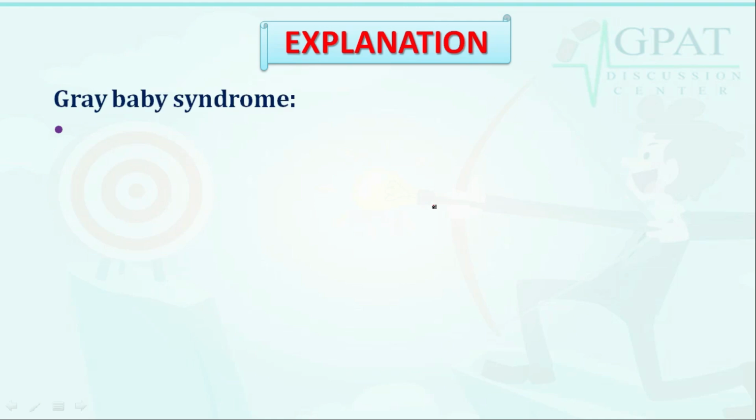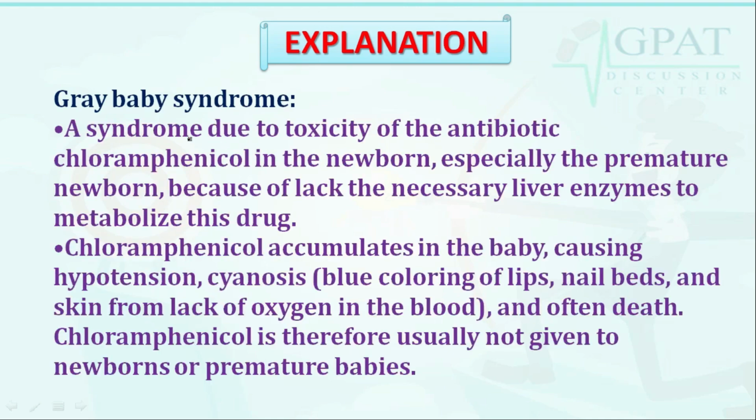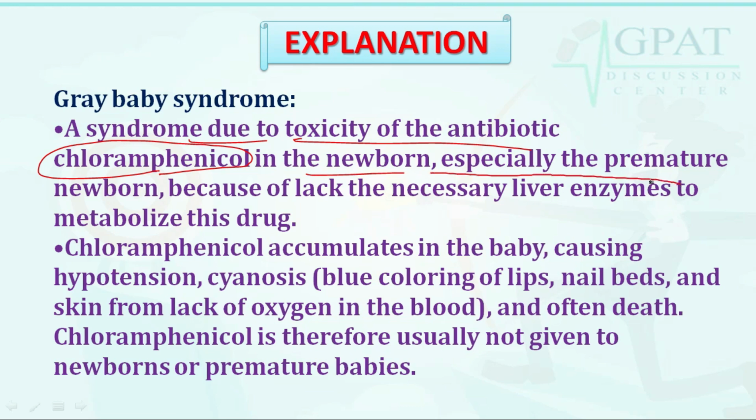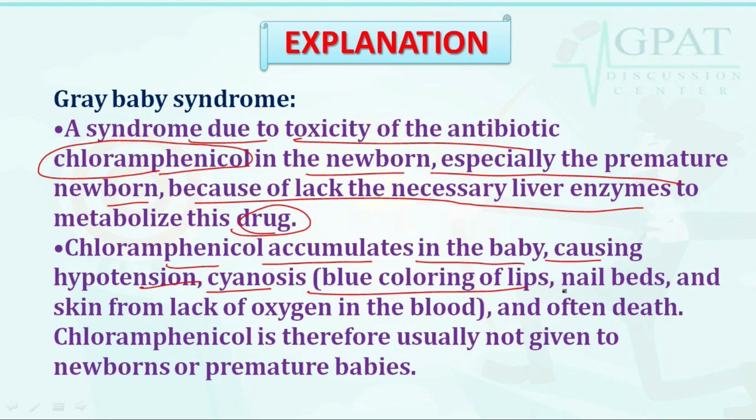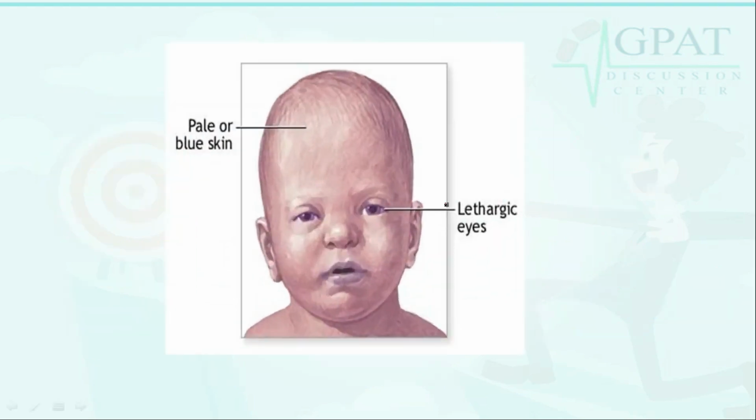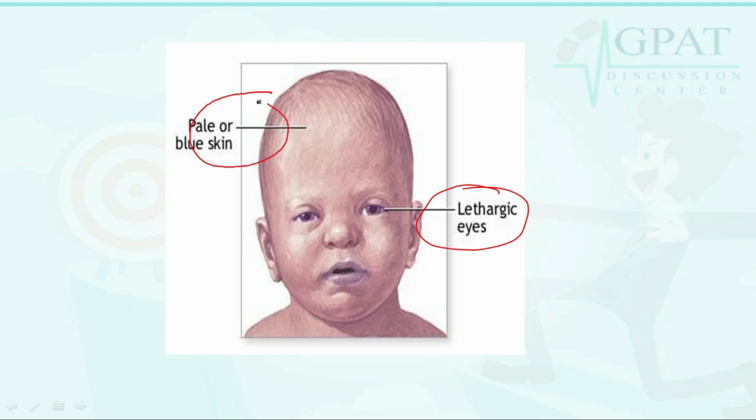So let's discuss with the help of the explanation what gray baby syndrome actually is. It is a syndrome due to toxicity of the antibiotic chloramphenicol in the newborn, especially the premature newborn, because of the lack of necessary liver enzymes to metabolize this drug. Chloramphenicol accumulates in the baby, causing hypotension, cyanosis, which means blue coloring of lips, nail beds and skin from lack of oxygen in the blood, and often death. It is therefore usually not given to newborn or premature babies. So the correct answer is chloramphenicol. Here we have a simple indication of the chloramphenicol side effect: lethargic eyes and pale blue skin.